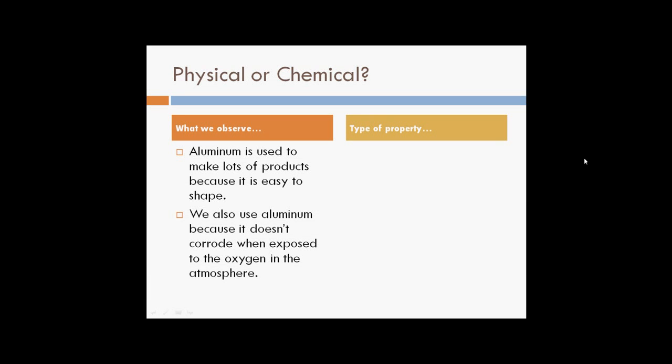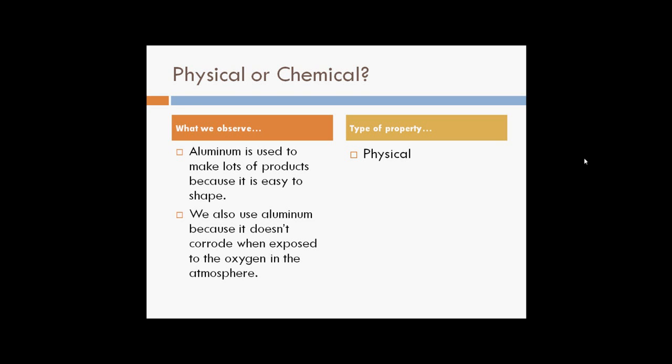So here's what we observe. Aluminum is used to make lots of products because it is easy to shape. So do you think that is a physical or chemical property? Well, if you said physical, you would be right, because this is talking about malleability, the ability to bend, shape, or flex something.